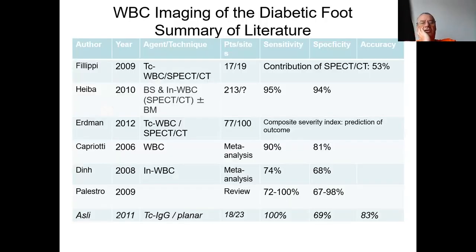Overall, when reviewing the literature, we can see that the best contribution is seen whenever we use SPECT-CT, with sensitivity and specificity reported up in the high range. Whilst planar white cell imaging is about 72 to 90%, with specificity as low as 67%.